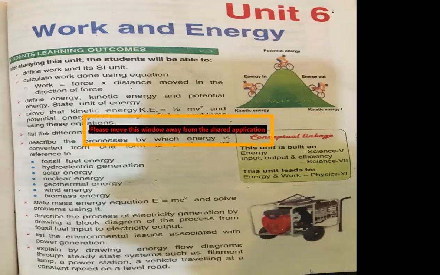I repeat, the energy stored in a dam is A. Electric energy, B. Potential energy, C. Kinetic energy, and D. Thermal energy. My right answer is B, which is potential energy.